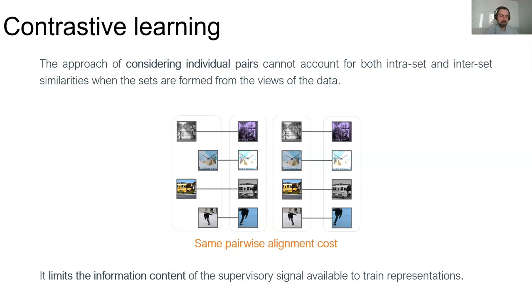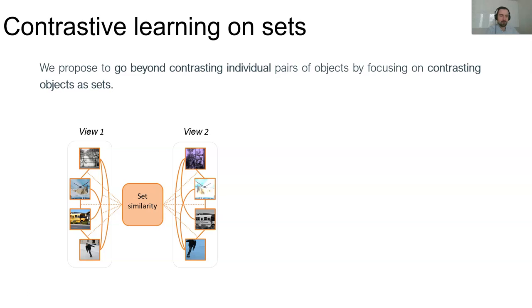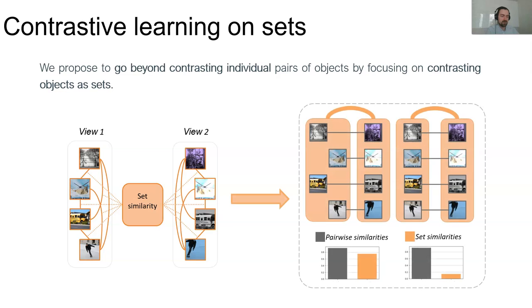For example, this picture demonstrates two scenarios of positive pairs with different representations. Yet, the total pairwise alignment is the same in both cases. Thus, the approach of considering individual pairs limits the information content of the supervisory signal available to train representations. In this work, we propose to go beyond contrasting individual pairs of objects by focusing on contrasting objects as sets. For the same example, the set similarity objective yields different set similarities, while the total pairwise similarity is the same.